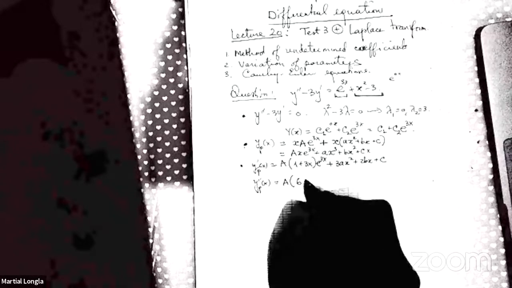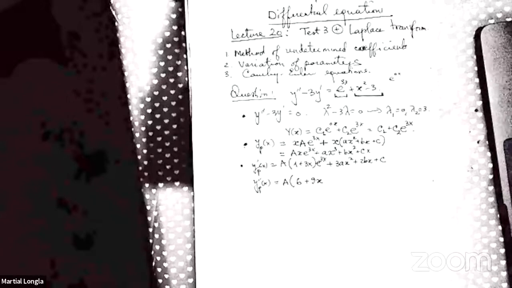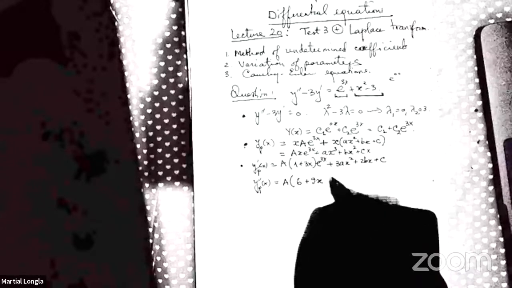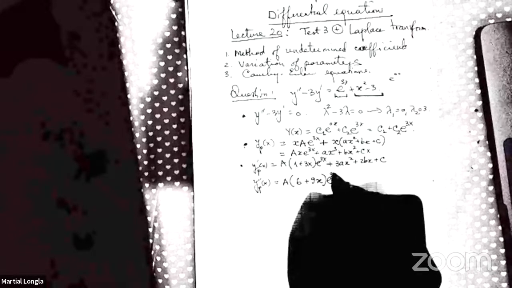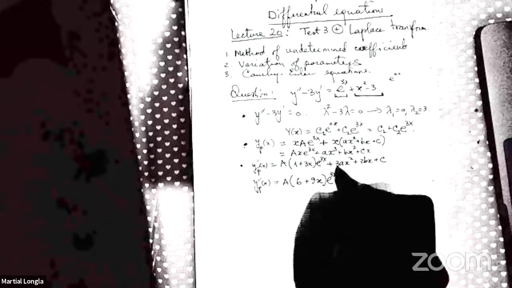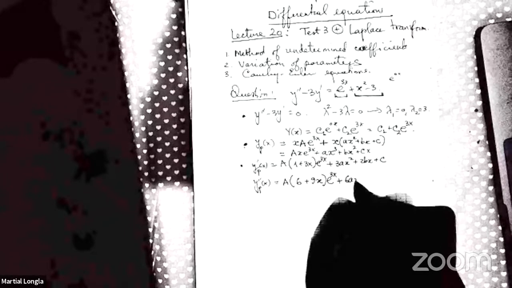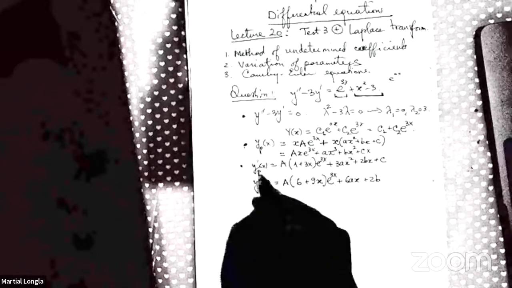That's a, and then you take derivative here. That's going to be 3 plus another 3. I think that's 6 plus 9x times e to the 3x plus here 6ax plus 2b. So those are the two derivatives, and now you've got to track the coefficients.